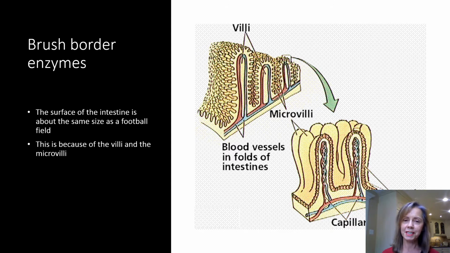The surface of the intestine is about the same size as a football field. To understand this, you should first know what the villi and the microvilli are. The villi are finger-like and they cover the surface of the intestine. On top of these fingers are billions of little hairs called microvilli. This is also called the brush border. Between these two, the surface of the intestine is increased exponentially. Enzymes are produced around the brush border to help finish the digestion of the food.